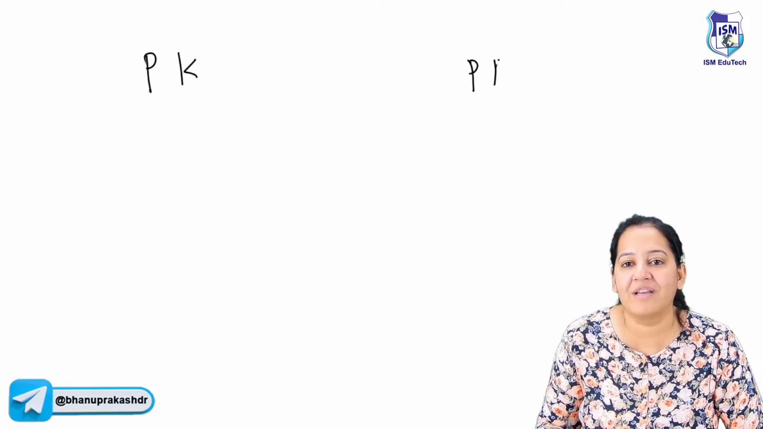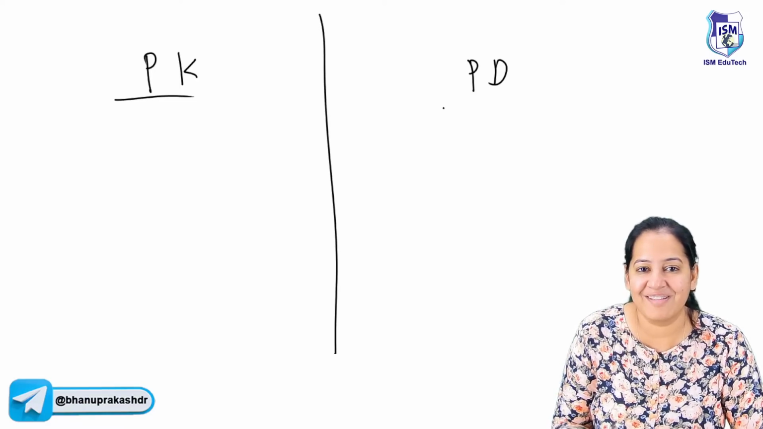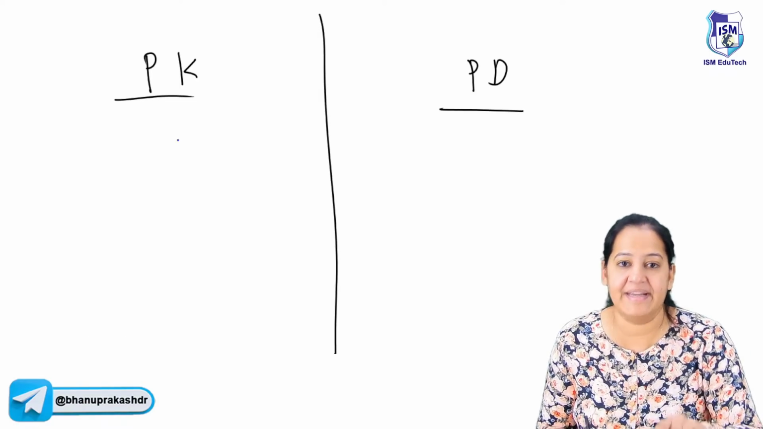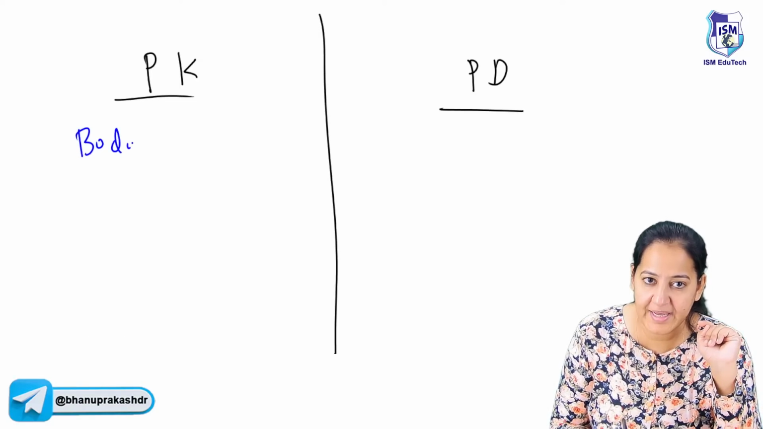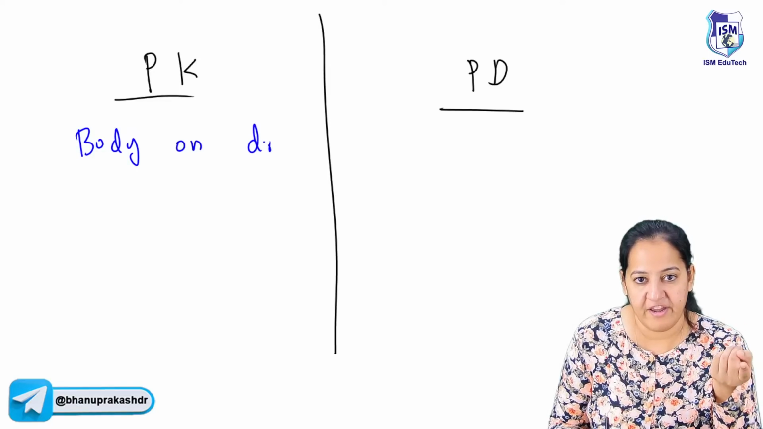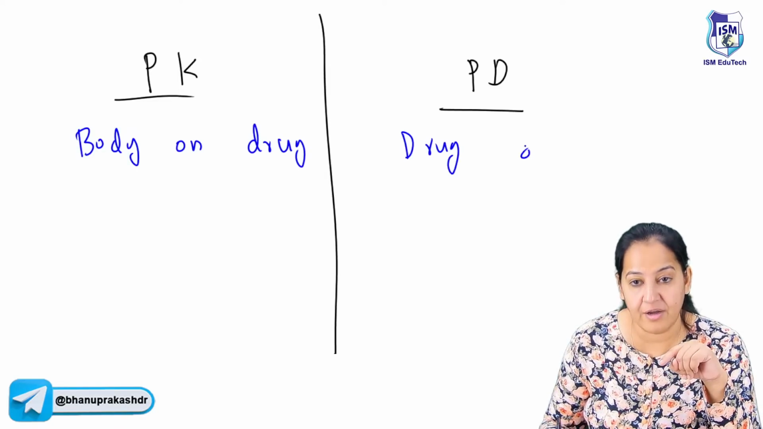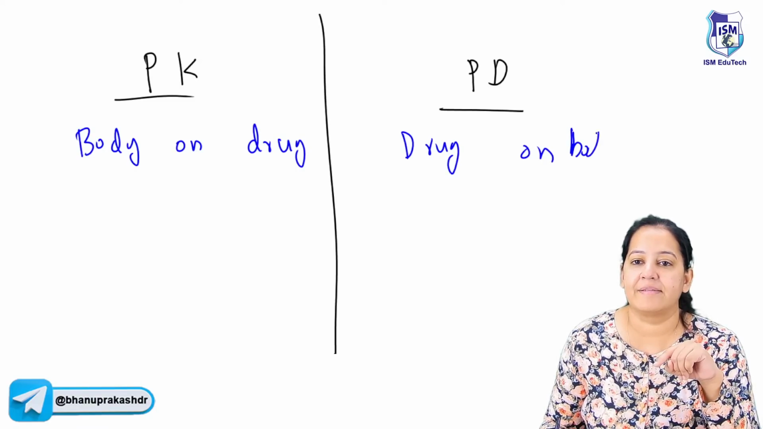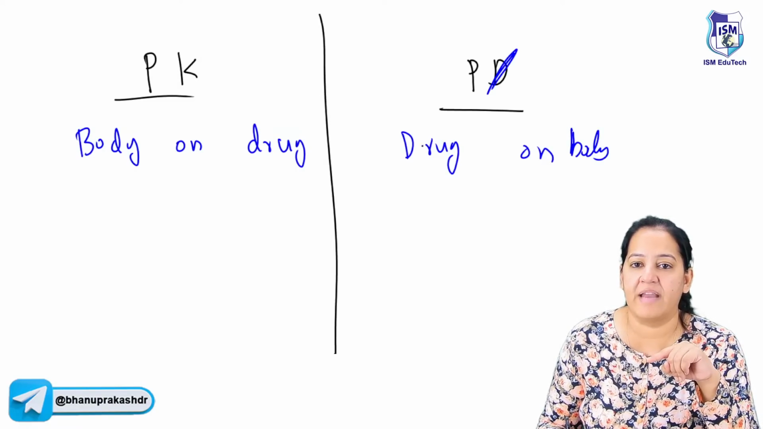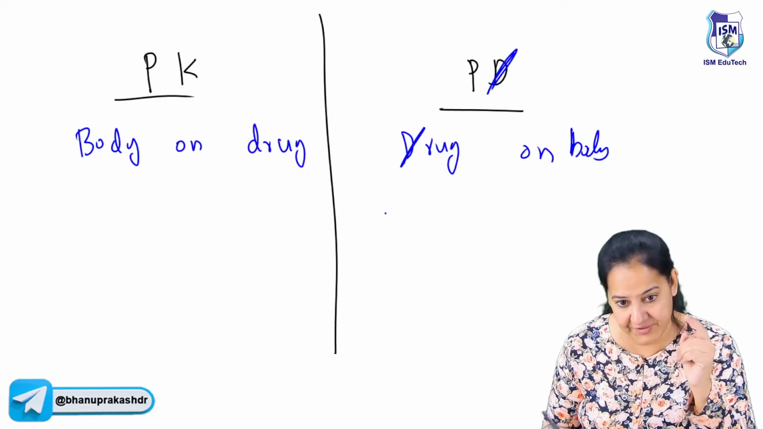Pharmacokinetics, pharmacodynamics. Say yes. What is the definition? What is pharmacokinetics? What the body is doing on drug. Effect of body on drug. And what is pharmacodynamics? Effect of drug on body. You can learn like this. You can learn D for D. Pharmacodynamics is drug. D for D. You can learn like that.